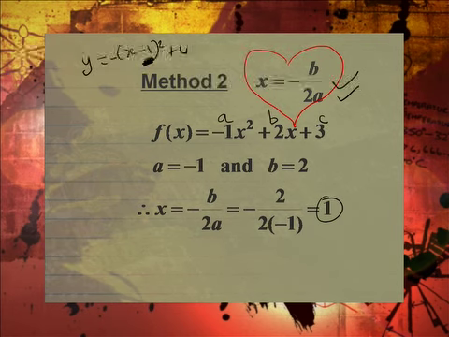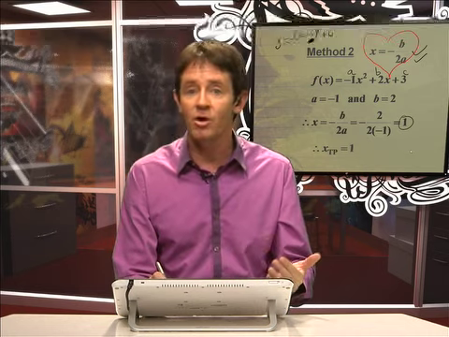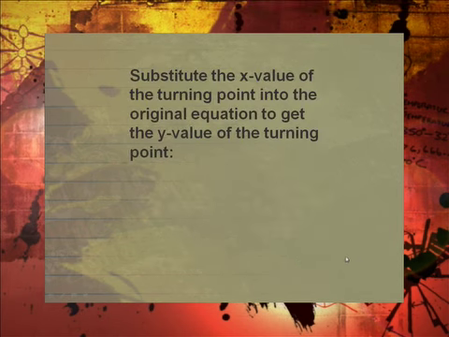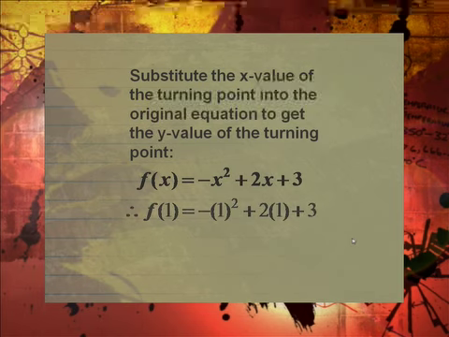Okay, so if you've got that, the x of your turning point is in fact 1 with minus b over 2a, much nicer. Now how do we get the corresponding y value, which we know from the previous method is 4? Very simply. Substitute the x value of the turning point into the original equation to get the y value of the turning point. So we go f of 1, remember x is 1, substitute it in, and guess what? You get 4. So your turning point is x is 1, y is 4. The f of 1 is 4.